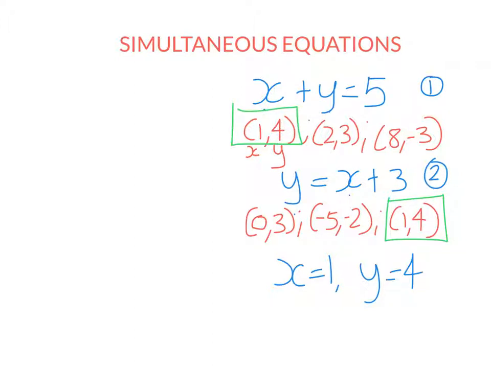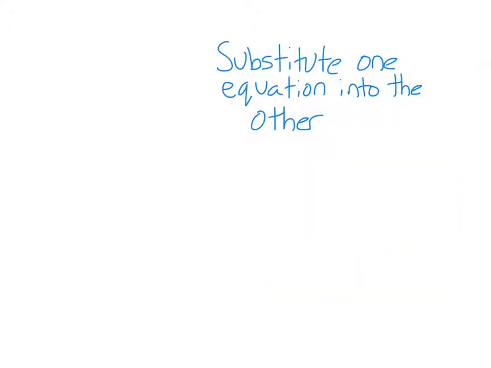So how do we actually go about this? Well, let's look at that on the next slide. Please pause and copy this down if you need. So our plan of attack is to substitute one equation into the other. So let's look at how we would actually get the solution we did on the previous slide. So the two equations were x plus y equals 5 and y equals x plus 3.